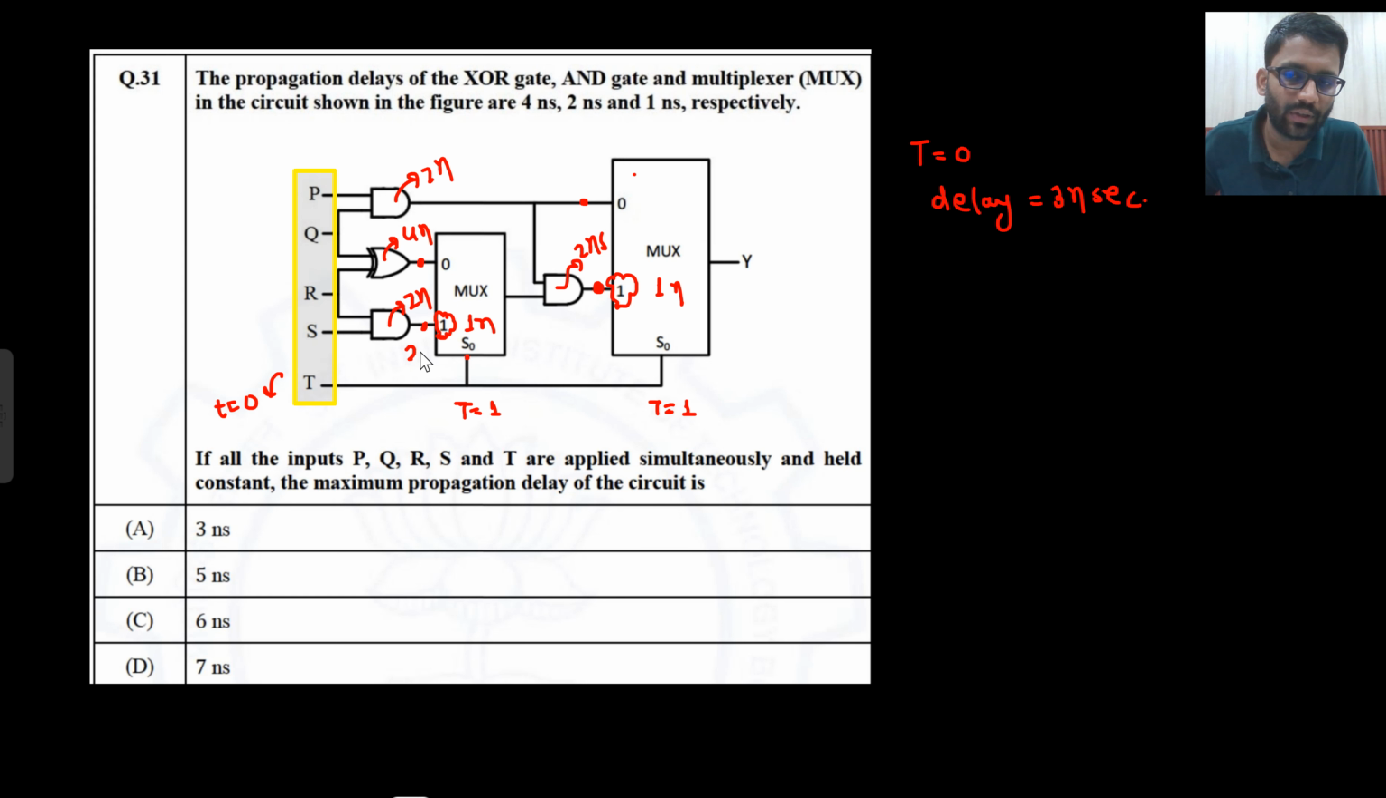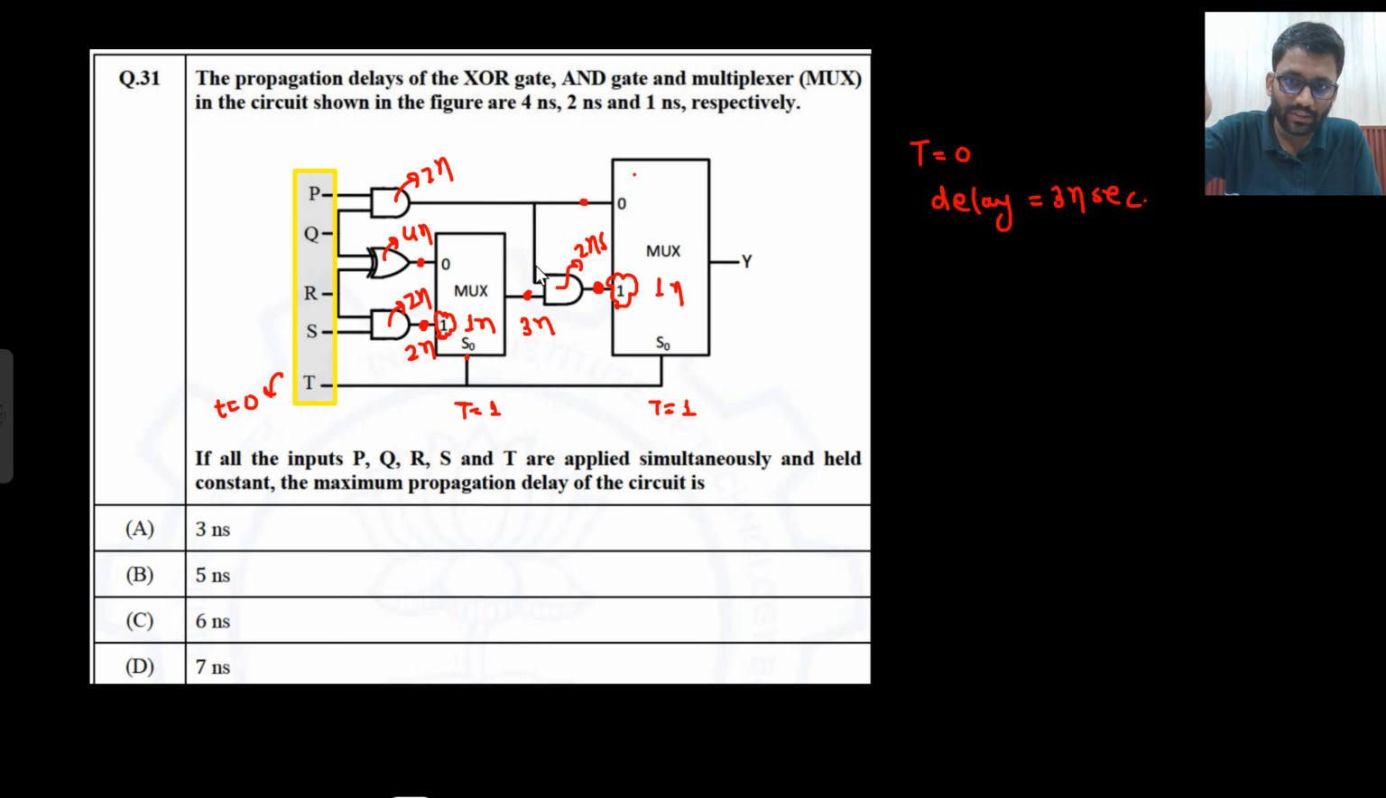So after 2 nanosecond this will become, and after 3 nanosecond this will be the output. Look, if t is equals to 1, it will look at this. So after 2 nanosecond this input will be stable, and after 2 nanosecond MUX has the capability of giving the output, but it will take 1 nanosecond more to give the output. So 2 nanosecond plus 1 nanosecond, so this will be 3 nanosecond.